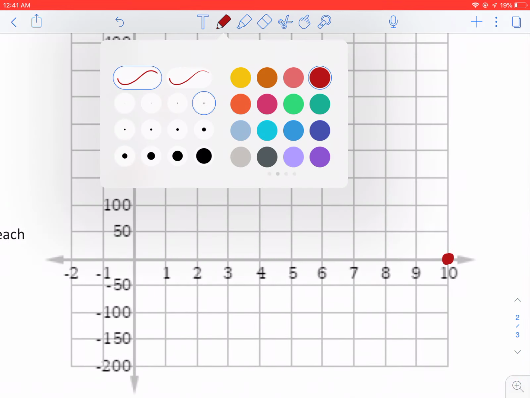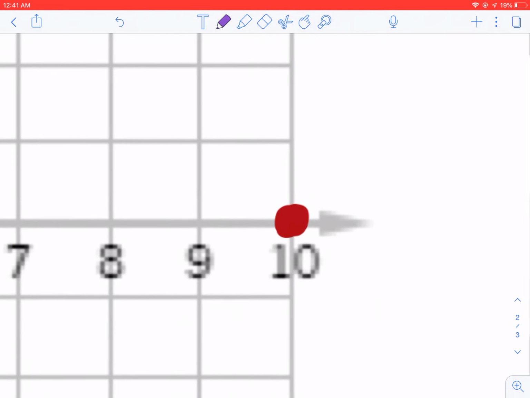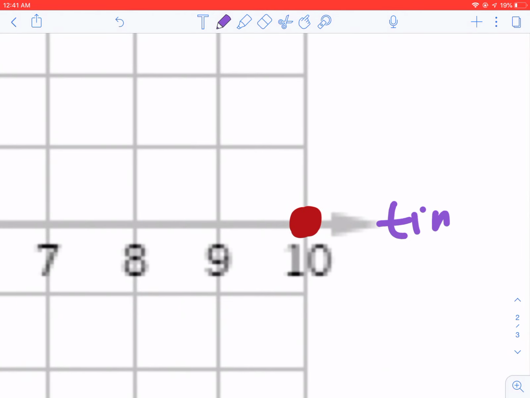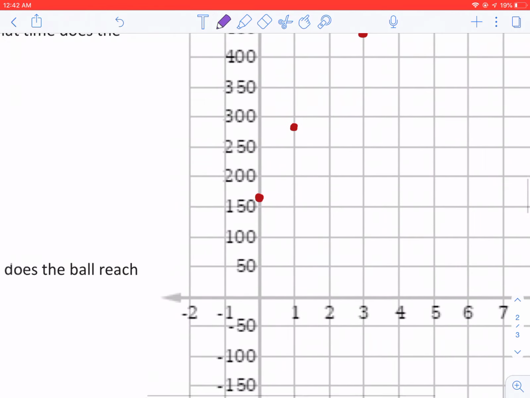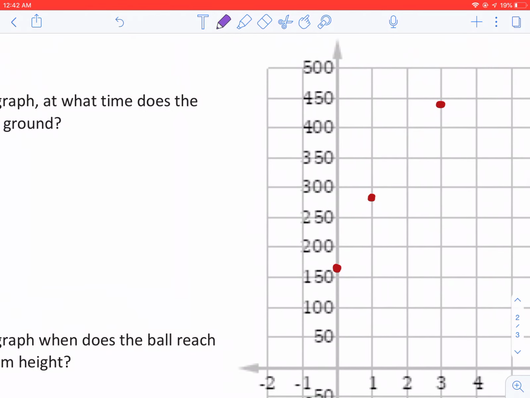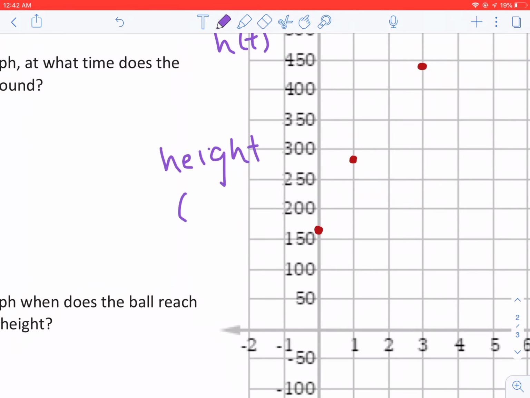And really important, let's label these axes like we did earlier. This here is the time, in seconds. The y-axis here represents h of t, the height as a function of time, and the height that was in feet.